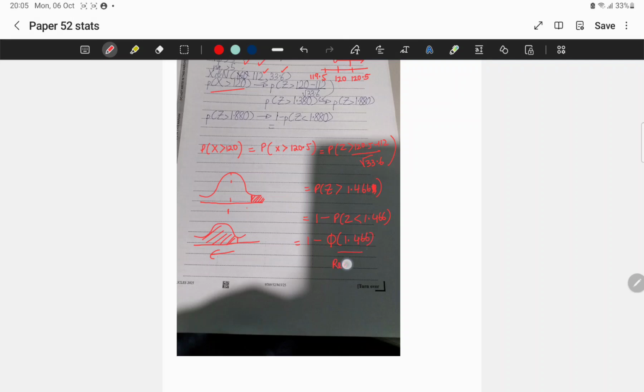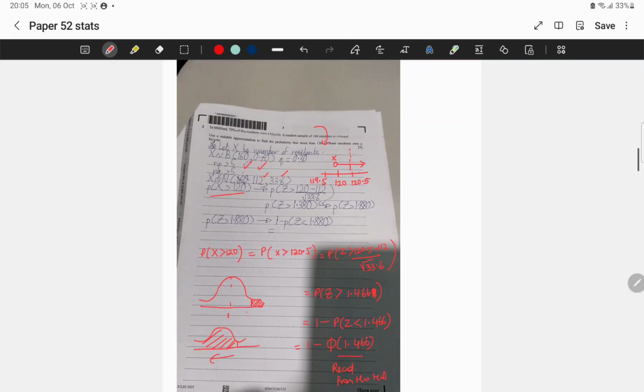This you read from the table, and you're going to get the value to be, I think, 0.9287, and that's your final answer. This approximation is very important because, let me remove this, let's say if you had the probability of x greater or equal to 120.